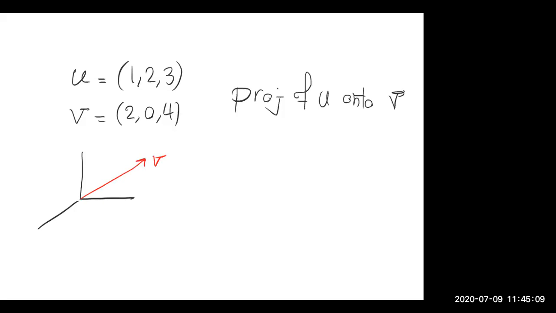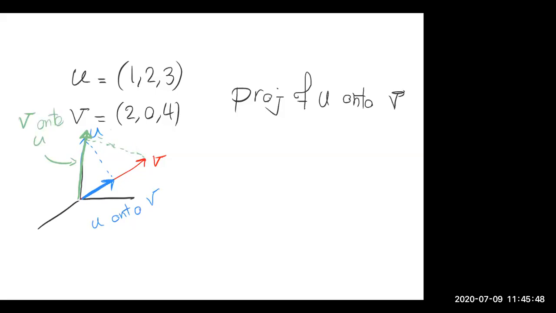So if this is V, and if this is U, first of all, the projection of U onto V would be this vector. It's the shadow of U on V. If you were looking for the shadow of V on U, it would have been this vector. Suppose you're looking at the shadow of V on U. It would have been this vector. This is the shadow of V on U, right?